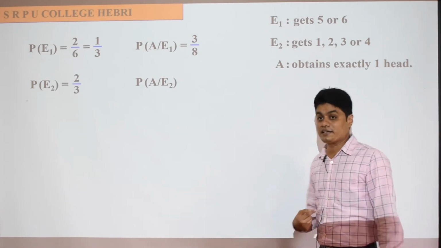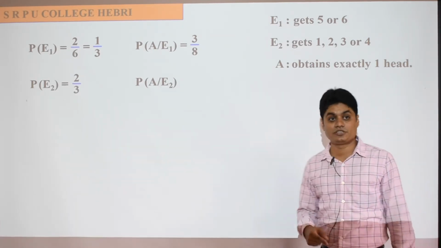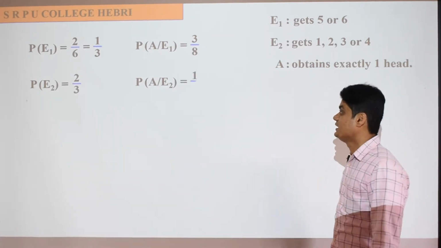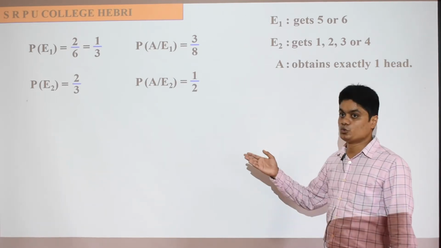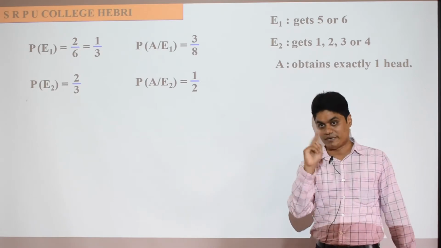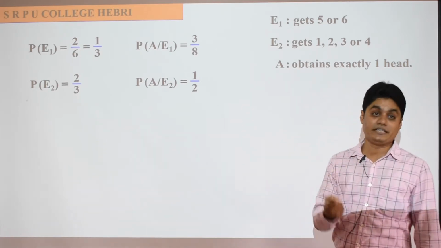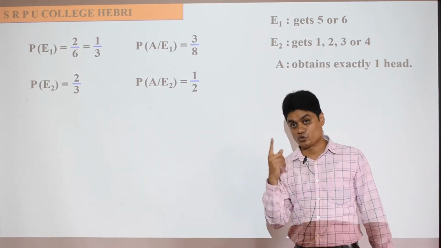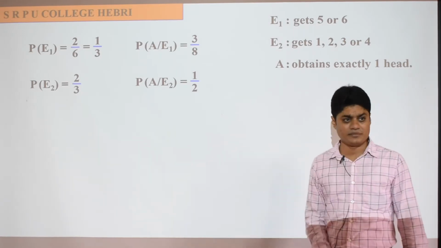So getting exactly one head, which are there? TH and HT. 2 by 4, that is 1 by 2. Here they directly simplify and write. 2 outcomes, HT and TH. Total number of outcomes is 4. So 2 by 4 is 1 by 2. Did you understand how this 4 number came?